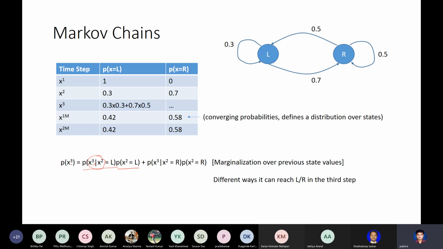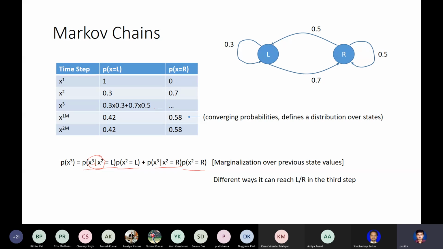So in general, for x3 you have to write x3 equal to L, x3 equal to R. The other possibility: C was in the right room in time step 2, and then C transitioned from the right room to the left room. So basically, I am marginalizing over all previous state values that are possible. They represent the different ways you can reach a particular state in x3. So these are all the different ways in which you can transition. If you do this calculation, you will get something like this.